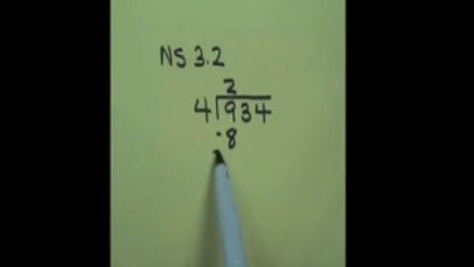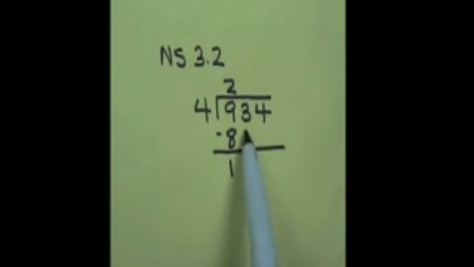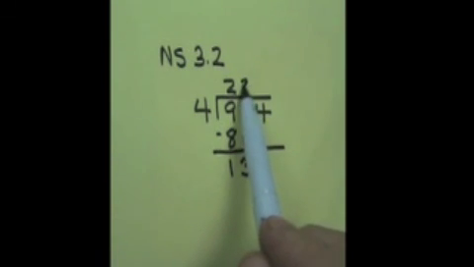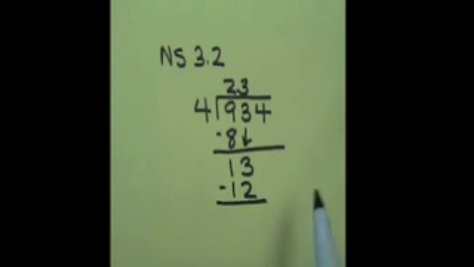Now we subtract. 9 minus 8 is 1. Bring down the 3. How many groups of 4 are there in 13? There are 3. We put the 3 at the top. 3 times 4 is 12. We subtract. 13 minus 12 is 1. We bring down the 4.